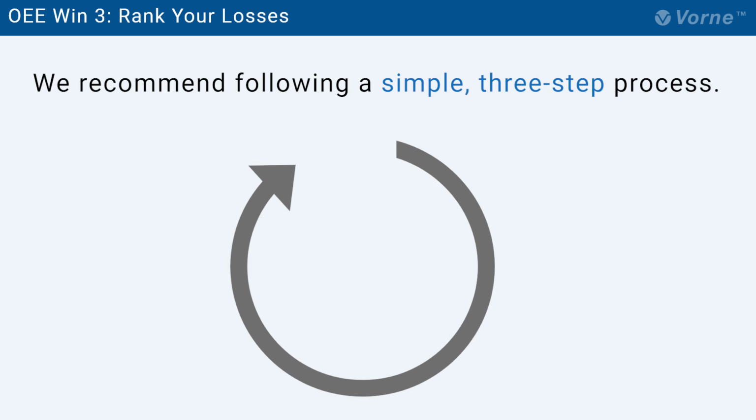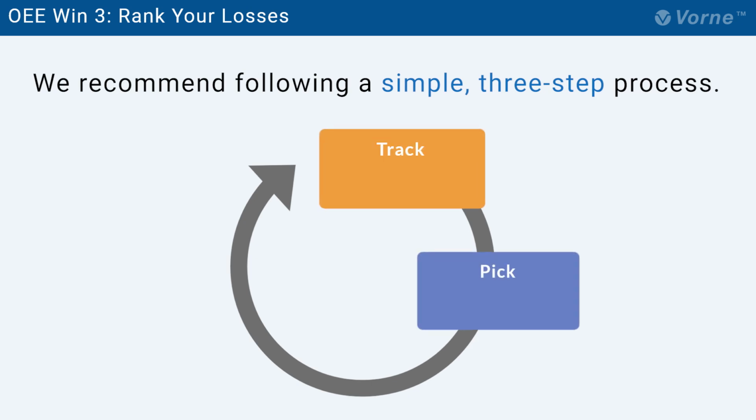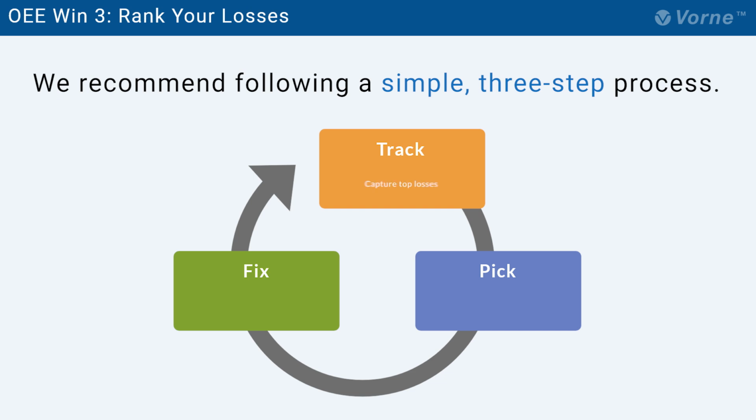We recommend following a simple 3-step process. Track, pick, fix. Track is where you capture accurate top loss information. Pick is where you select actions based on the top loss information. Fix is where you implement improvement actions.